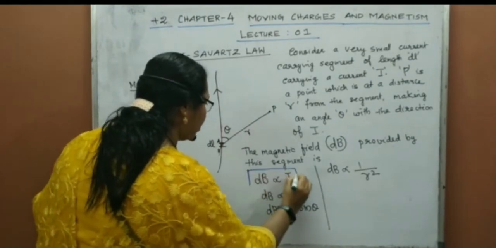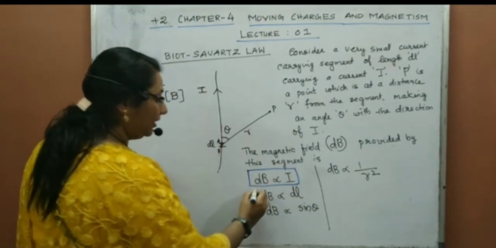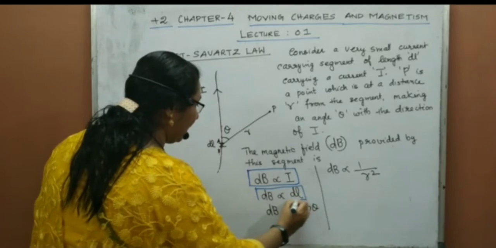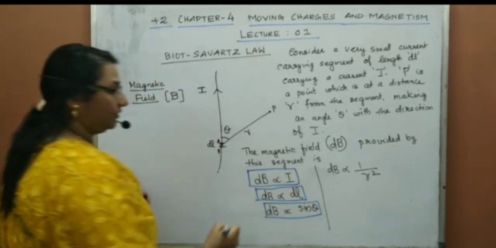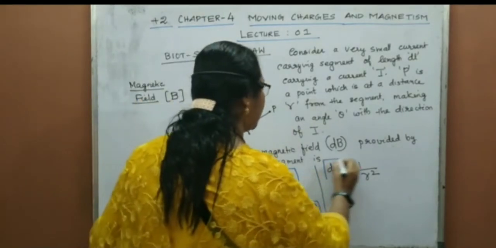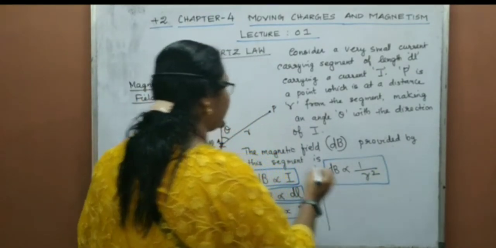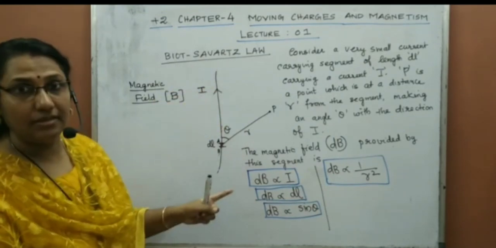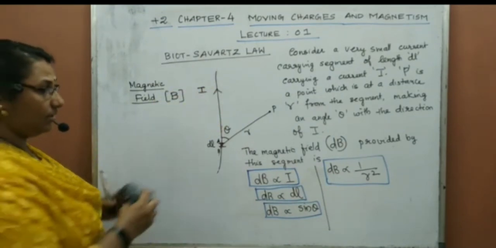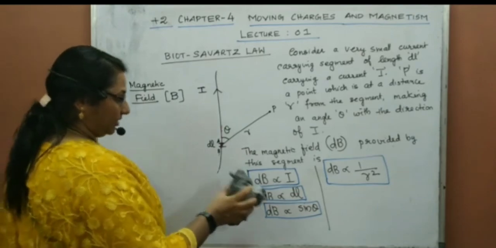dB is directly proportional to current I. dB is proportional to the length dl. dB is proportional to sine of angle theta. dB is proportional to 1 by r square. Clear? Okay. So, have you written this? Pause the video and take the notes. Okay, I'm going to rub that.